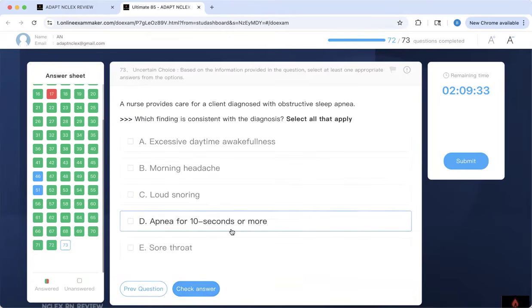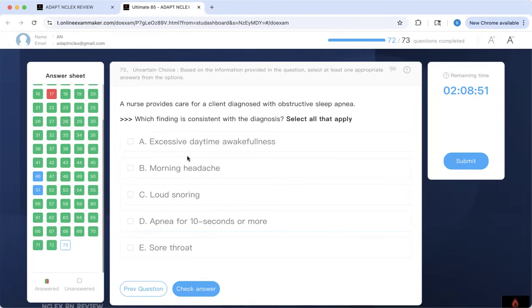And the last question, 73. Total of 85 if you count the case study. And then provide care for a client diagnosed with obstructive sleep apnea. Which finding is consistent with the diagnosis? Select all that apply. Excessive daytime weakness, morning headaches, loud snoring, apnea for 10 seconds or more, and sore throat.